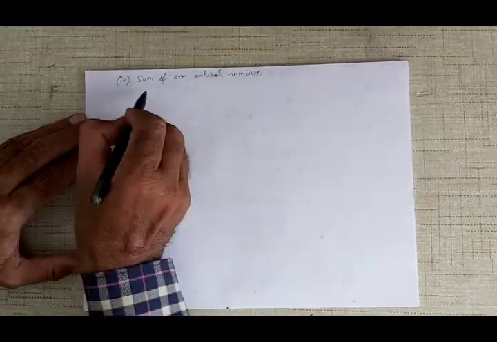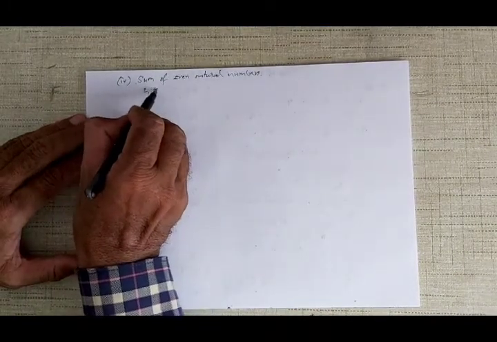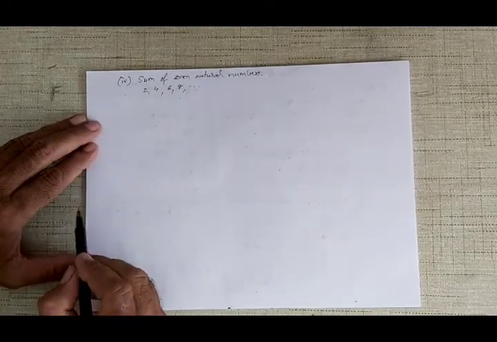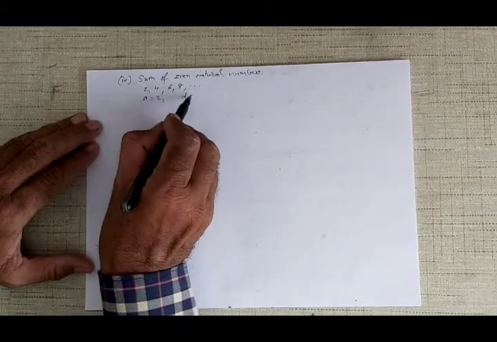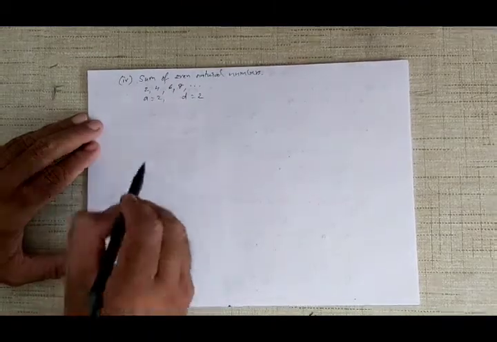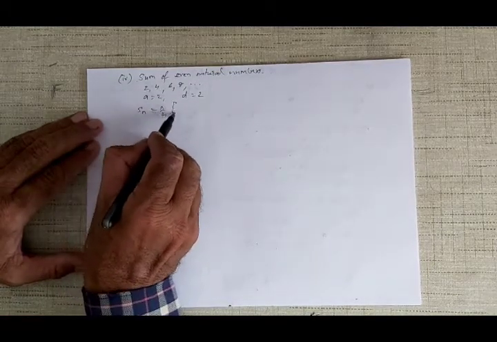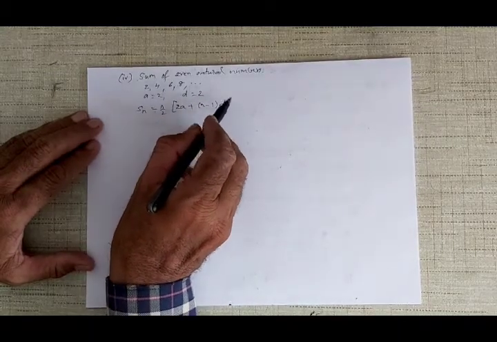Okay, so let us find out. Supposing, what are the even natural numbers? 2, 4, 6, 8 and so on. Here your first term a is 2 and the common difference is also 2, 4 minus 2. Now what is the formula? S of n is equal to n by 2 into bracket 2a plus n minus 1 into d.